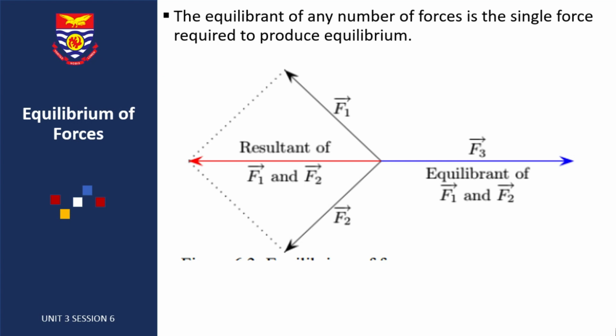So in this example, we have force F1 and force F2, which are acting on a body. Now the resultant of F1 and F2 is what is being shown here. And so F3 now becomes the equilibrant of F1 and F2. In other words, F3 is the force that can bring about a balance to the resultant of F1 and F2.